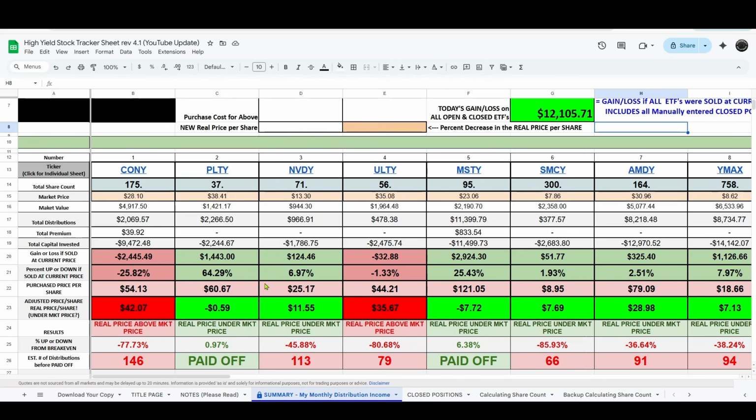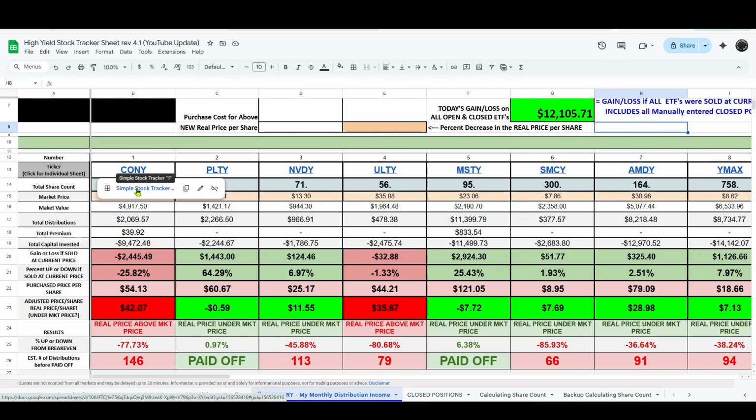So we're going to start right off looking at CONY. To get to the individual sheets, as you can see, when you hover over the ticker, it gives a little pop-up for a hyperlink that takes you straight to that individual sheet. So you can easily jump straight there without having to scroll across the bottom of the screen and find which one's which. It's nice and simple from your summary page just to hover over that ticker you want to go to, click that hyperlink, and it takes you straight there.